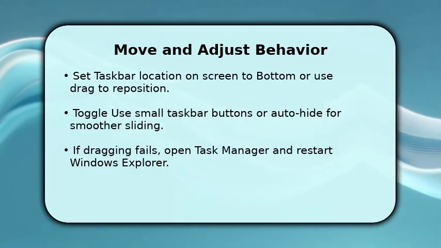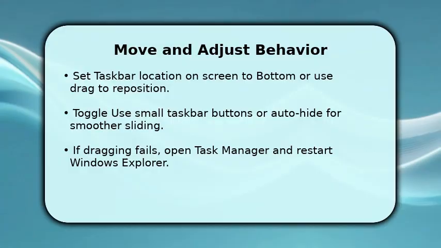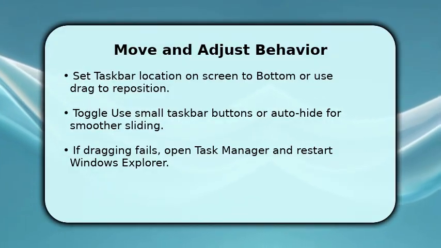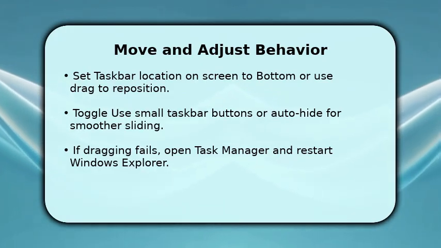Toggle Use Small Taskbar buttons to change spacing. If the taskbar won't move, open Task Manager, find Windows Explorer, and restart it to refresh the UI. After that, test dragging and the position again to confirm it slides down correctly.